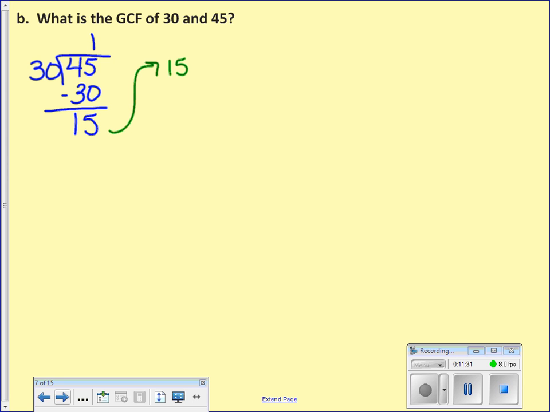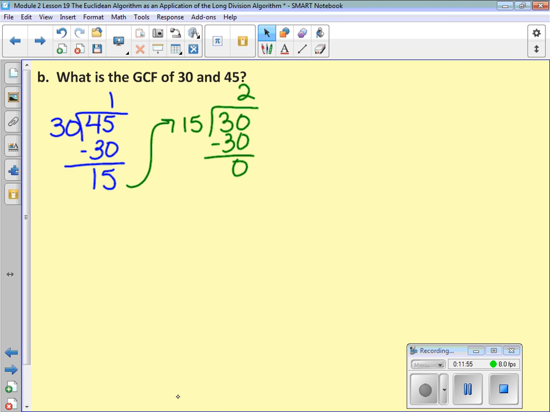15 becomes my new divisor. My last divisor, 30, becomes my dividend. Divide by 2. There, stop. So this time we only needed 2 steps, Nick. We only needed 2 steps this time. But my question still remains, what is my GCF? What is the GCF, everybody? 15. Awesome. So let's identify that.